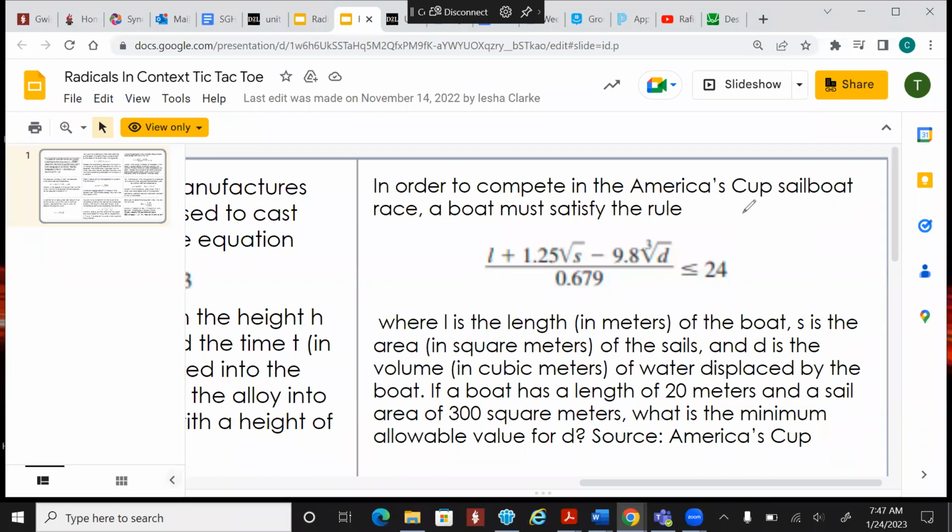Okay, so the length is 20. S is going to be the area. And then we have D.